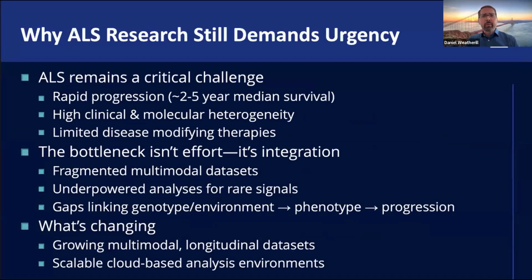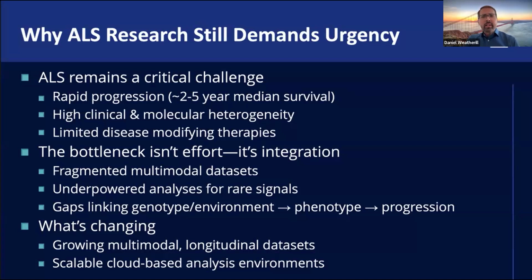Before we jump into the platform, I wanted to briefly ground us in why this work matters, especially for a group like we have today. We all know ALS remains an incredibly difficult disease. It progresses rapidly, outcomes are still limited, and there's a huge amount of variability across patients, both clinically and at the molecular level. I think what's important and what's changed over the last few years is that the bottleneck isn't really effort anymore. There's no shortage of high quality research or commitment in this field.